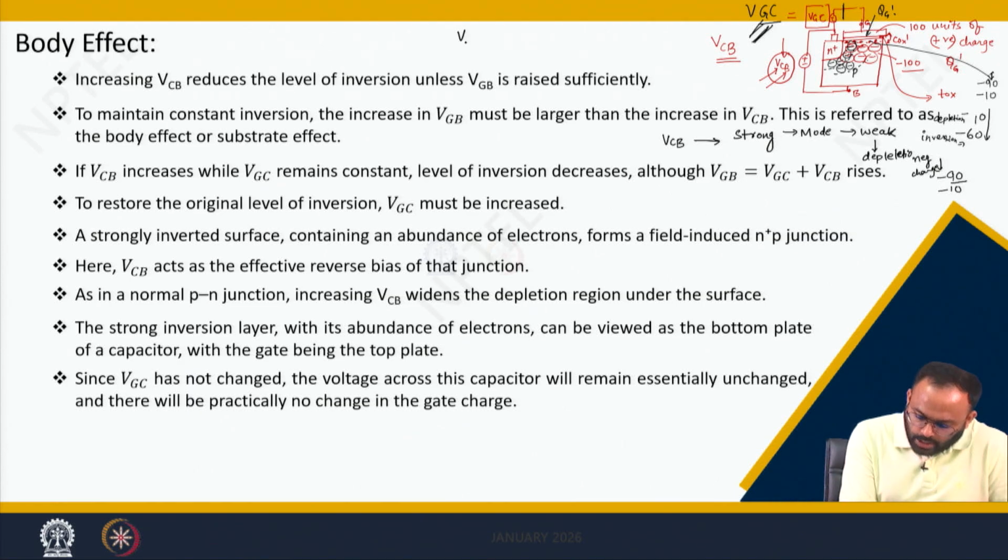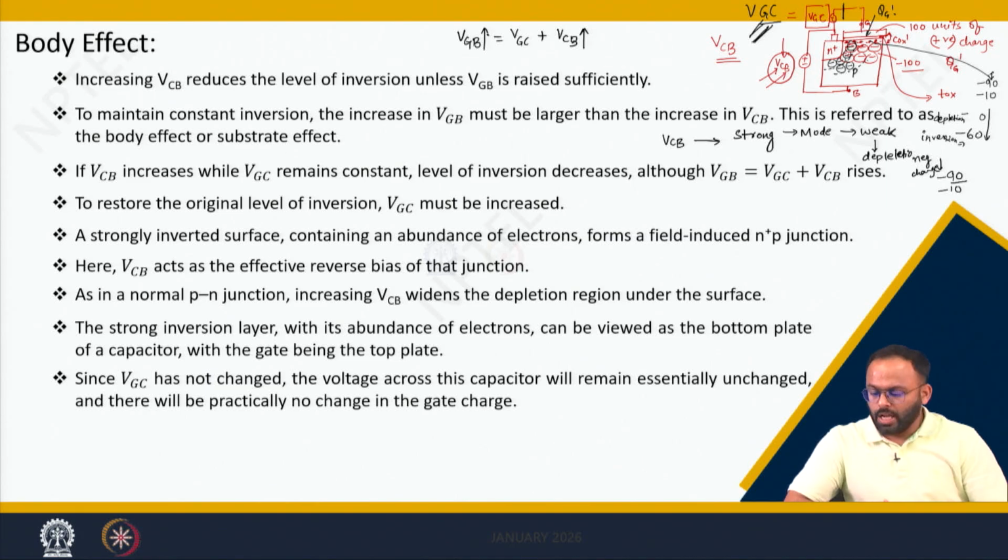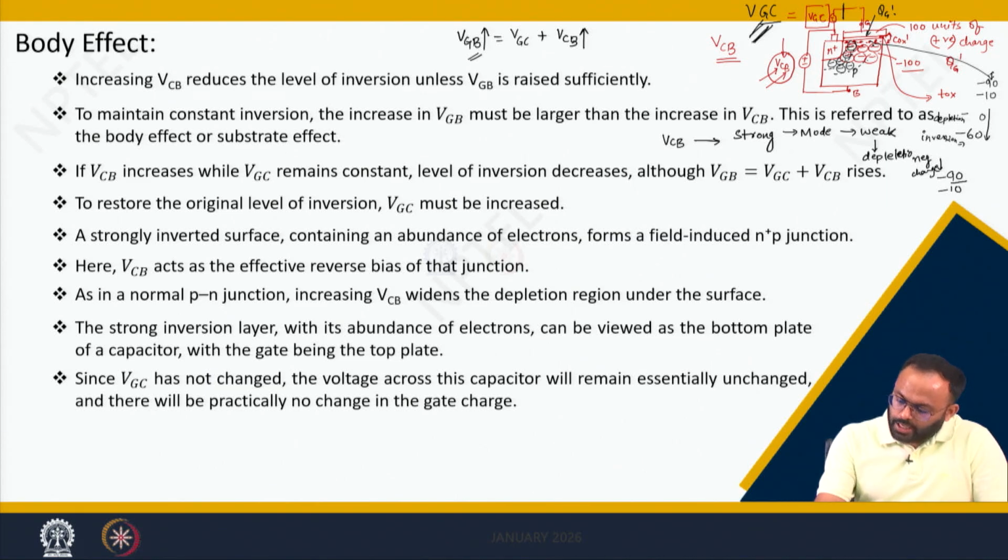This V_GB can be written as V_GC plus V_CB. So now when you increase V_CB, there is obviously a chance that V_GB increases, but where does this V_GB increase go? Ultimately the increase in V_GB goes towards the depletion region, which makes the charge balance. Now if you want to attain the same amount of inversion again, then you need to increase V_GB such that the surface potential increases by that amount so that the inversion becomes the same.